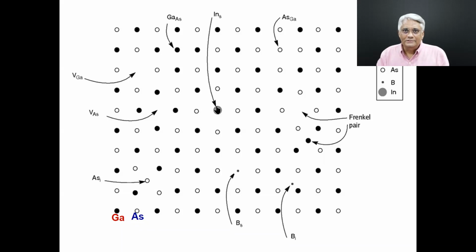Now, we can replace the atomic positions, lattice positions, by indium. We can also replace the lattice position by boron. So this is a classic example of how in a gallium arsenide lattice, you can bring in additional foreign elements in the form of boron or indium separately. This we do, as you know, in semiconductors.